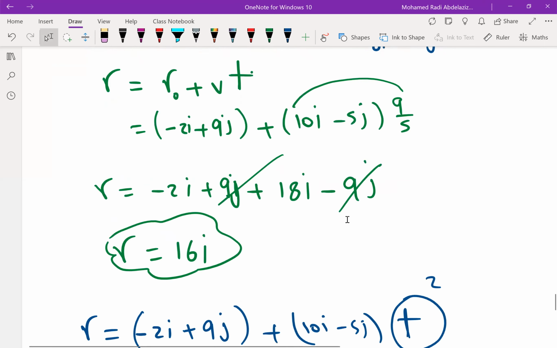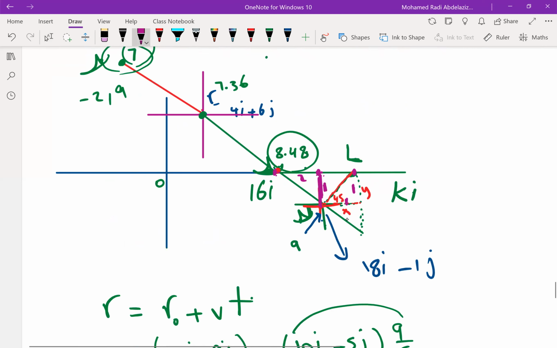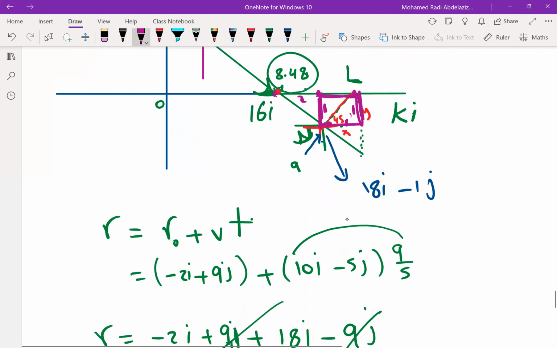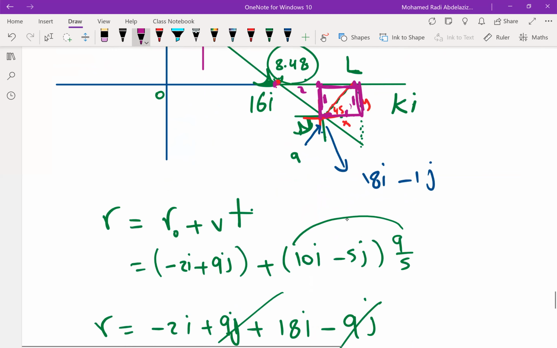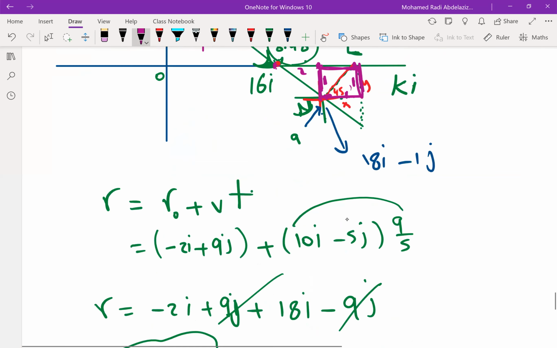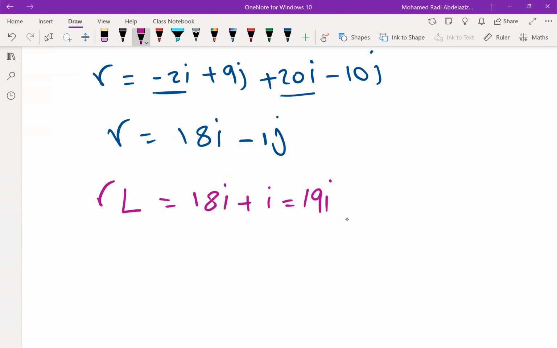Again, when we move to this position, we move 2 to the right and 1 unit down. Because this angle is 45 degrees, the ratio between x and y is the same, 1 to 1. So if we move down 1, this means we also move to the right 1. So we'll shift it from 18i to 19i. If you get the position vector between L and R and compare the same ratio 1 to 1, you will get the same answer.